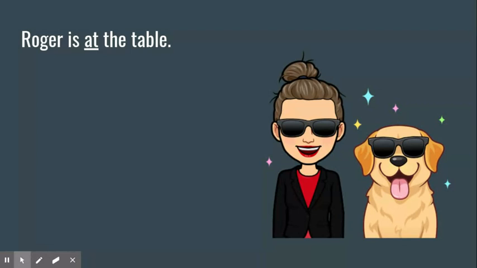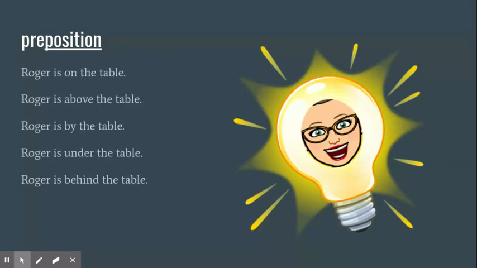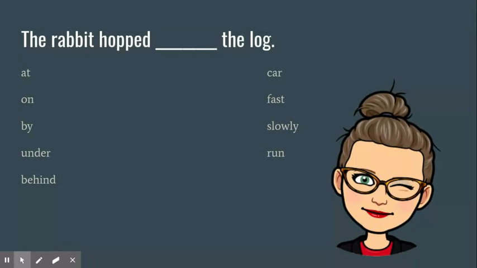The word table is a naming word. What do we call a naming word? Now let's look at the sentences about the rabbit. What kind of word does this sentence end in? Prepositional phrases end in a naming word. Knowing this can help us find prepositional phrases and know what they are saying.